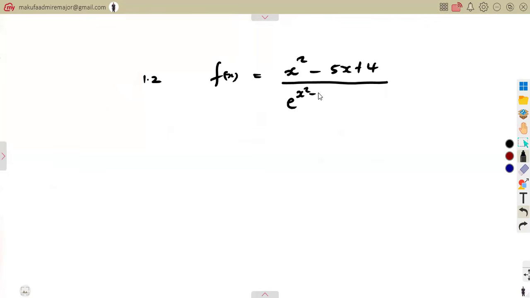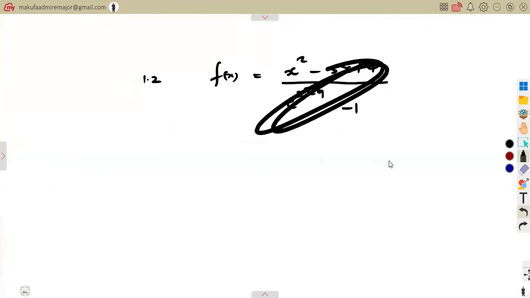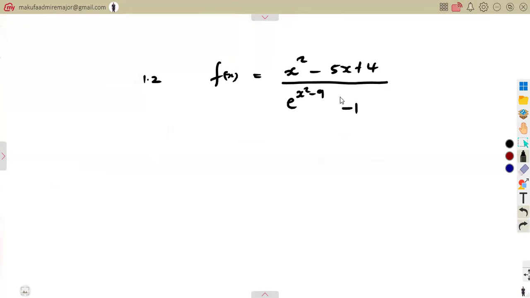All right. So in this case, you're given 1.2. So remember, our f of x, it was x squared minus 5x plus 4. So do not even focus on the numerator there. You just focus on the denominator of this fraction. For this to be equal to 0, the whole function that we're given will be discontinuous. So e to the exponent of x squared minus 9, minus 1, must be equal to 0. We have formed an equation which you're supposed to solve.